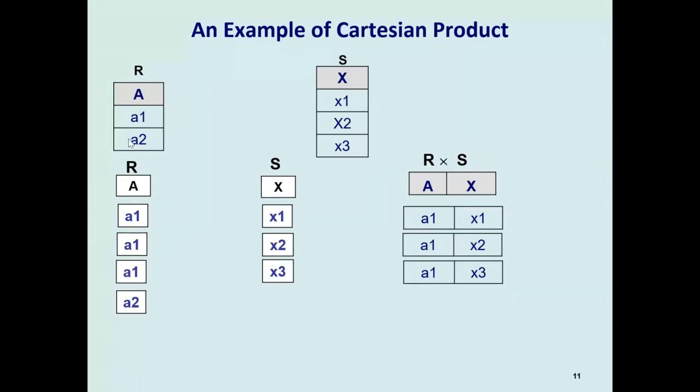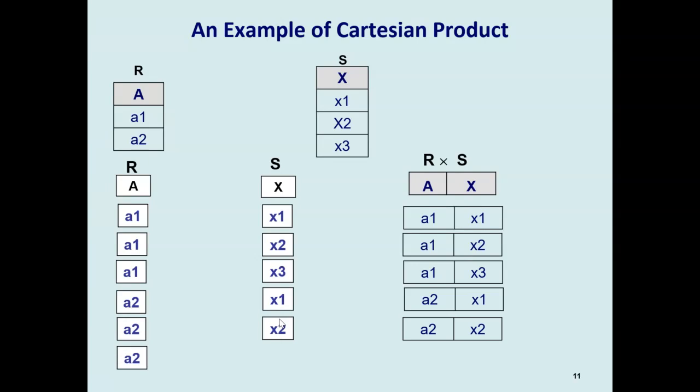Then we move on to the next element of R, that will be A2. Then we repeat the same process. We combine A2 with every single element of S. Now we have finished combining all of them. This can be easily produced using programming, okay, using a loop. So that shows the Cartesian product.